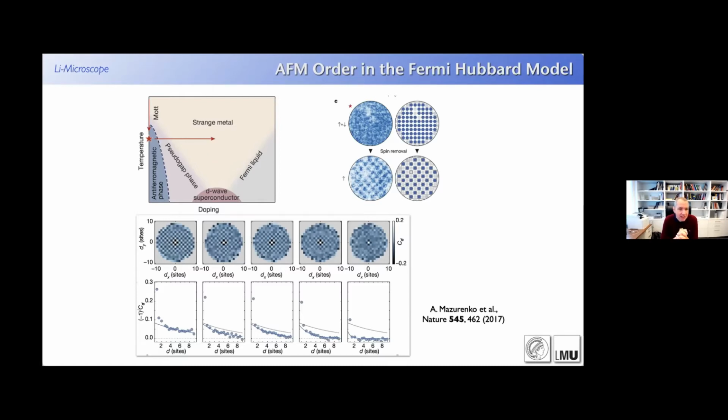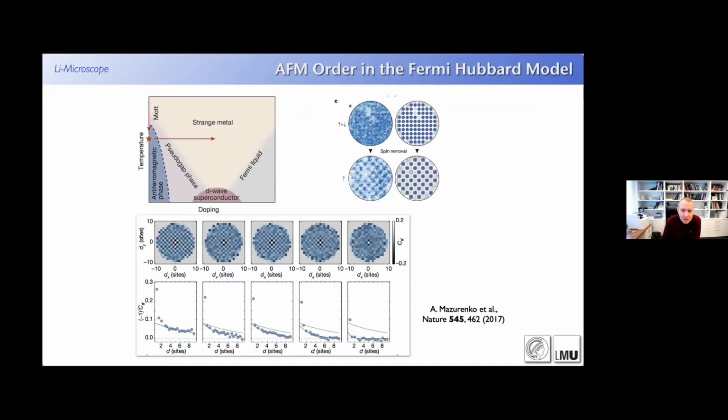Here in this case, these are lithium-6 atoms, two hyperfine states from lithium-6. You make the temperature cold enough such that you would be in this antiferromagnetic phase from this phase diagram. And when you take a photo of the system with this fluorescence imaging that I introduced to you yesterday, you see a picture like this one. So you see, in a spin unresolved way, where all the atoms are in the system, but you cannot say where is a spin up or a spin down.